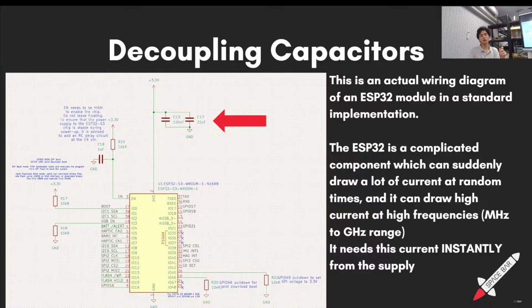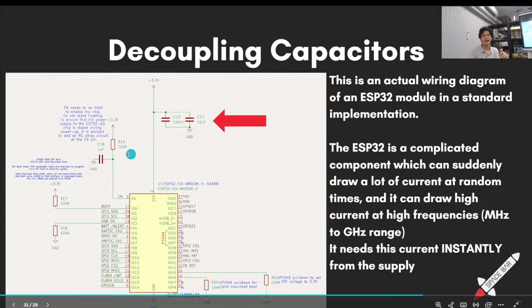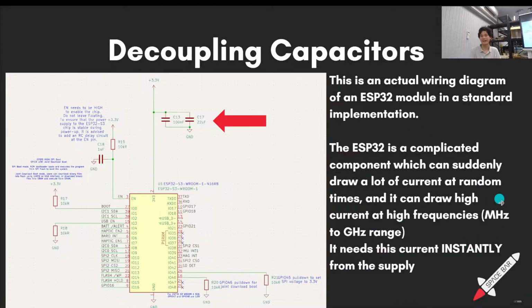Okay, great. So everything here is a magic box which randomly wants more current every now and then. I don't care about anything else for the sake of this scenario. It's complicated. It can draw random current at high frequencies, because of reasons. And it needs this current instantly from the power supply. I want the current now, and you have like 10 nanoseconds to give me the current.